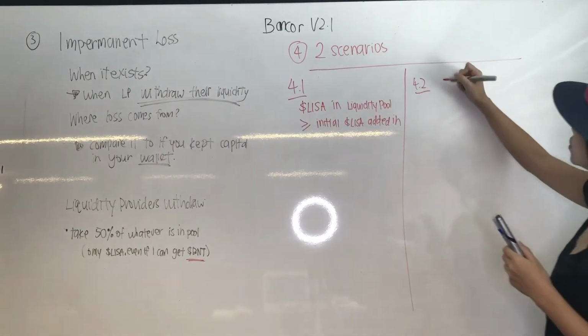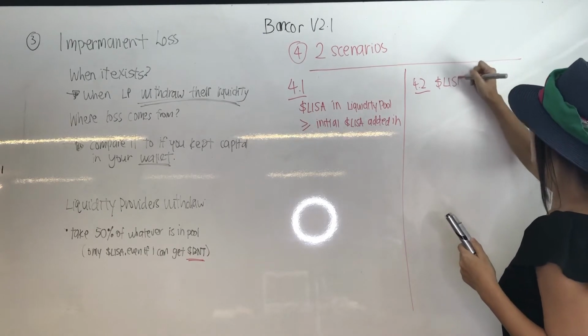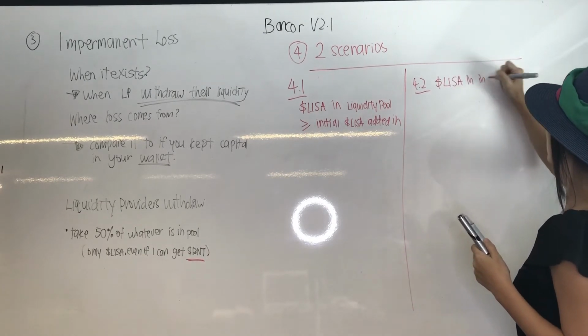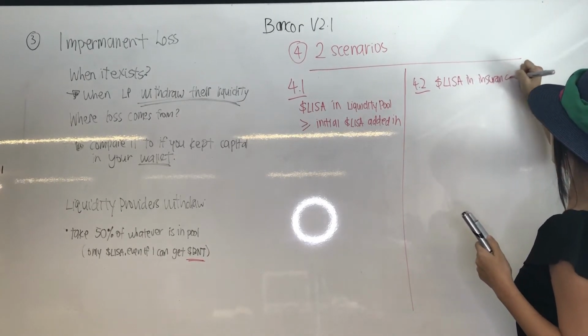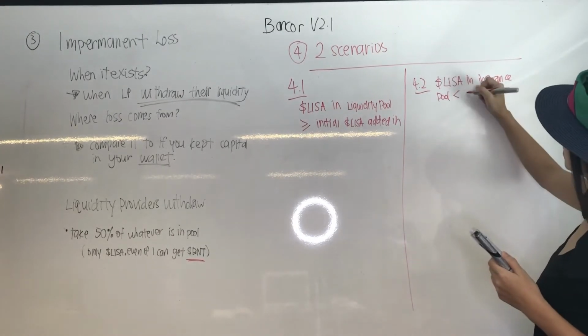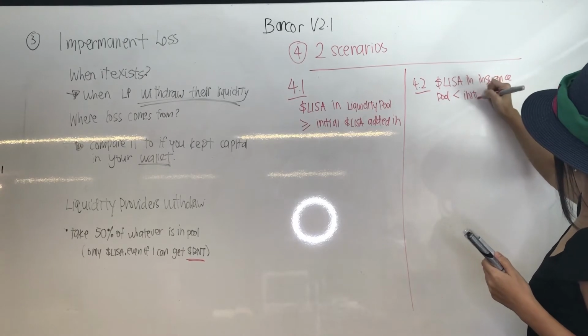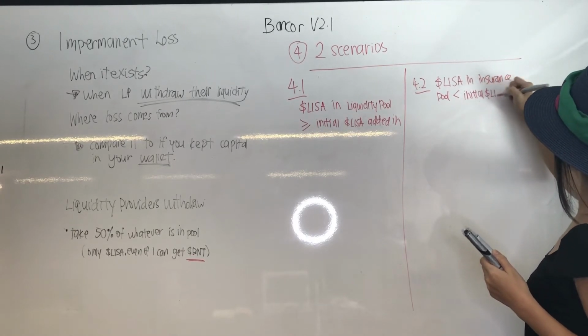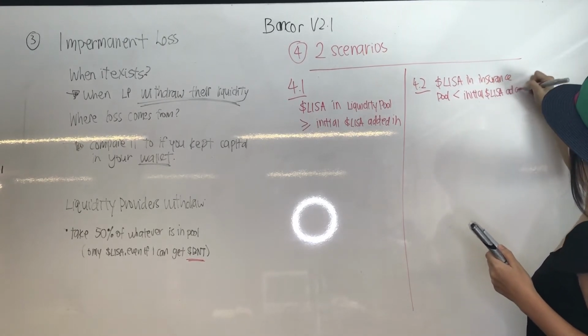The other situation is where the Lisa tokens in the pool is actually less than the Lisa tokens added. Now, that's interesting because if I put in 10 tokens and there's only 9 tokens, then I'm suffering an impermanent loss, right? And this entire idea is to reduce impermanent loss.